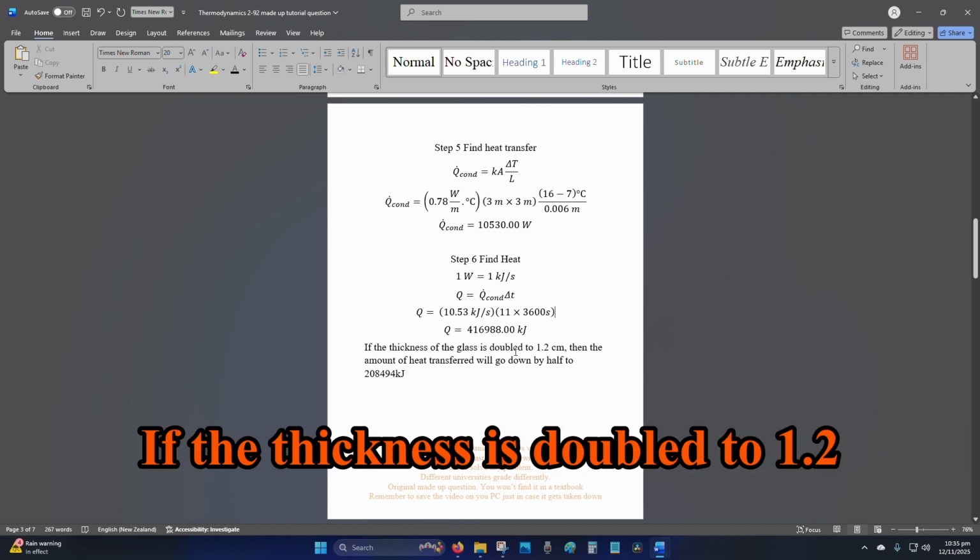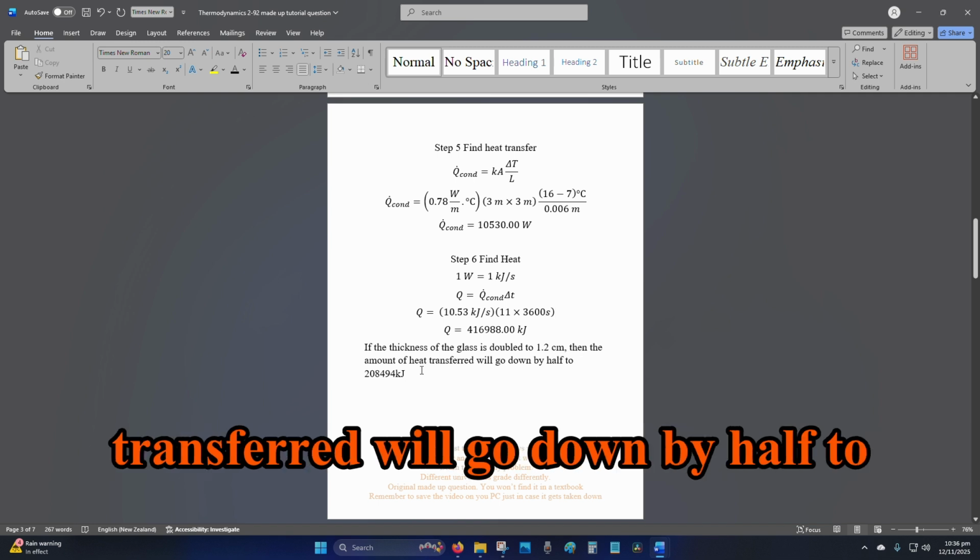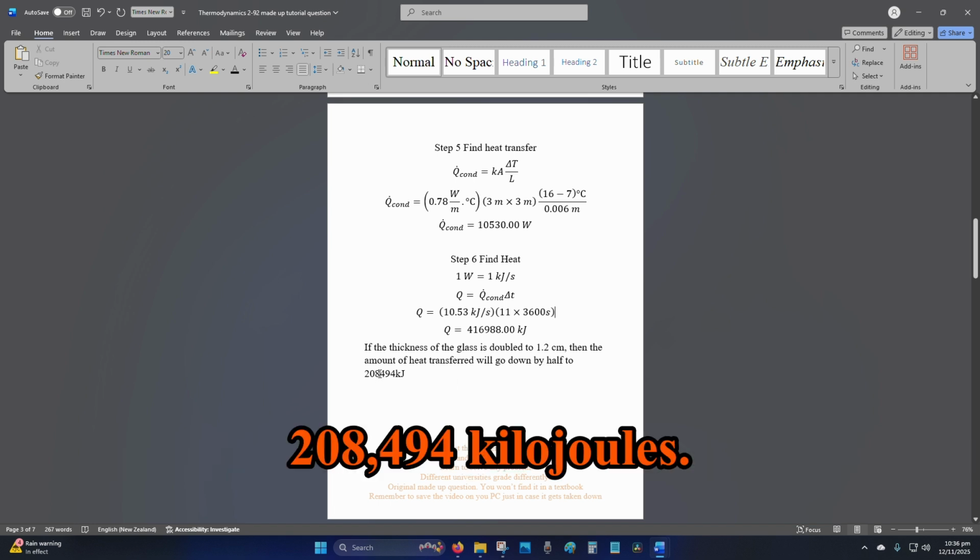If the thickness is doubled to 1.2 centimeters, then the amount of heat transferred will go down by half to 208,494 kilojoules.